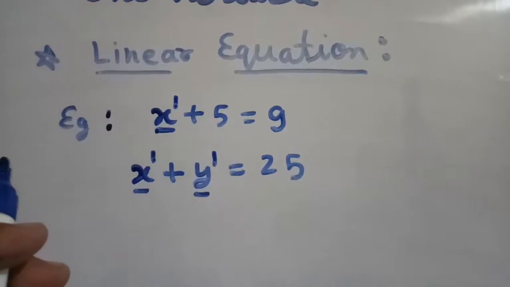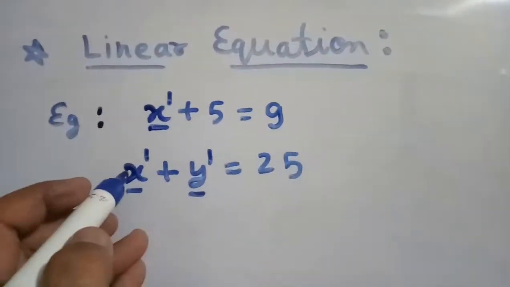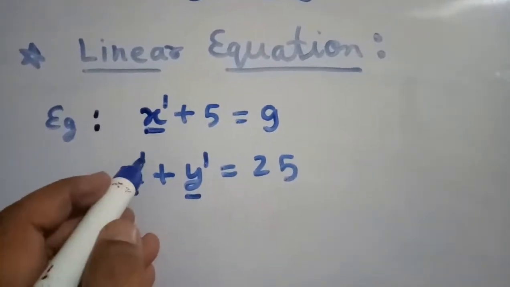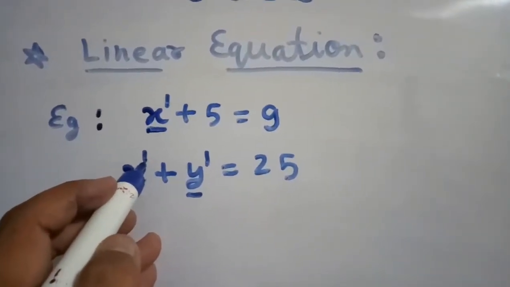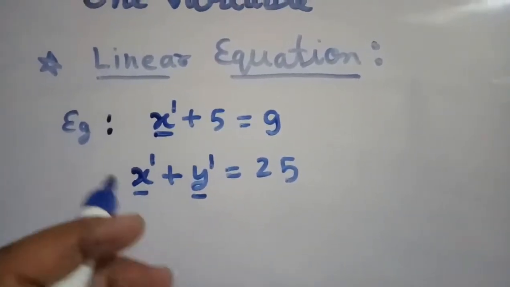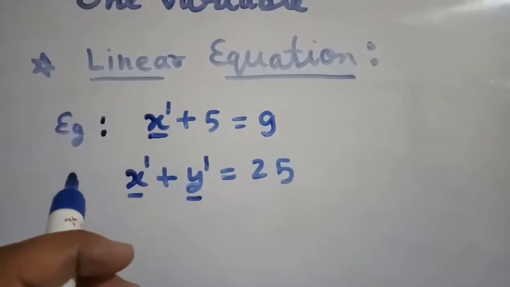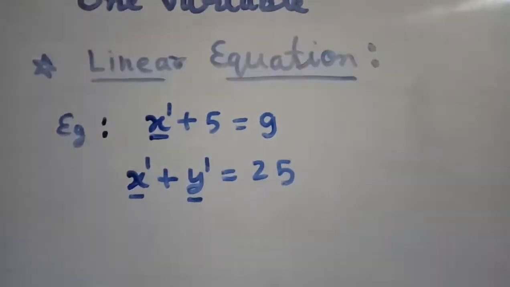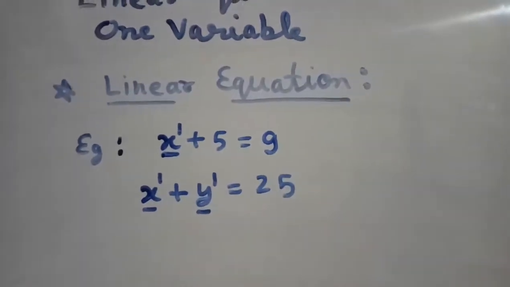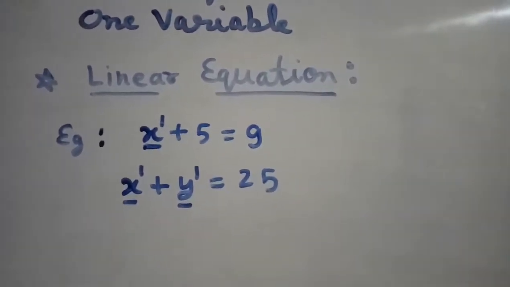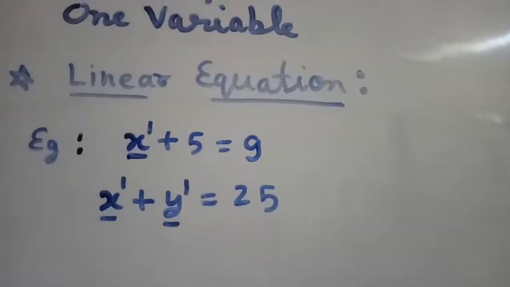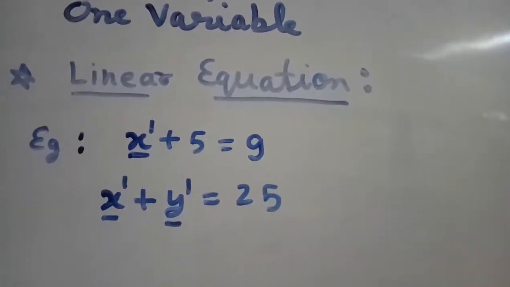Identification of a linear equation is to check that the variable is compulsory and has the power 1, not 2, not 3. The absence of a variable means it is not a linear equation. If you find there is no variable in an equation, then that is not a linear equation. I hope student you will understand what linear equations are.